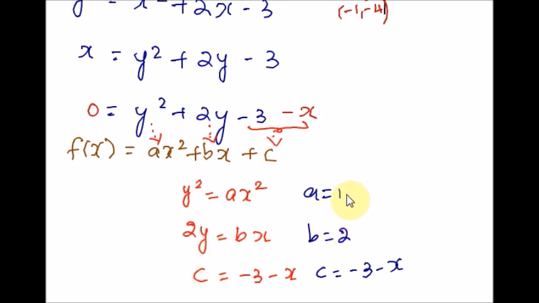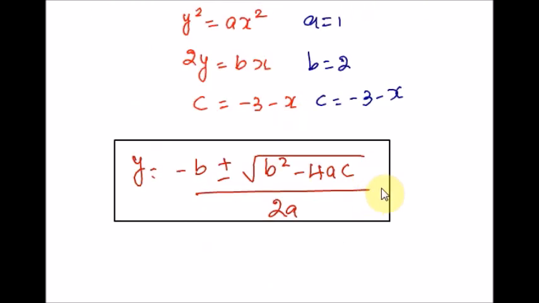So a equal to 1, b equal to 2, c equal to negative 3, negative x. Here x is just a number because you have to consider only the term y as a variable. The equation is in terms of y. Now you can apply the quadratic formula. Here is the quadratic formula.